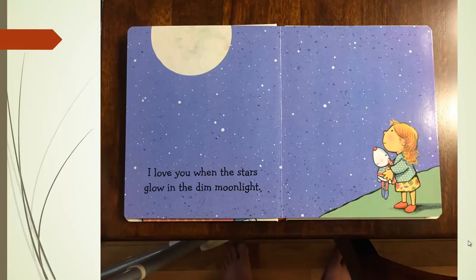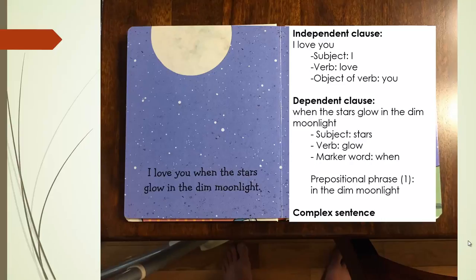Next sentence. I love you when the stars glow in the dim moonlight. Subject, I love you. I, subject, verb, love, object, you. Probably won't talk about that anymore because it's going to stay the same throughout the rest of the book. Now what happens after I love you? When the stars glow in the dim moonlight. Well, we just saw that word when before, right? So what do you think that means? It means we have a dependent clause.